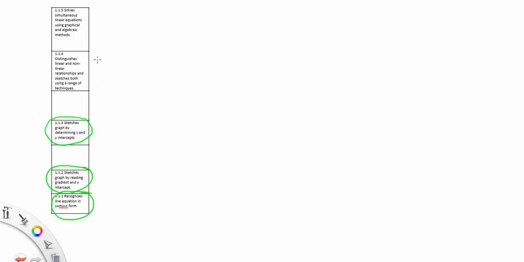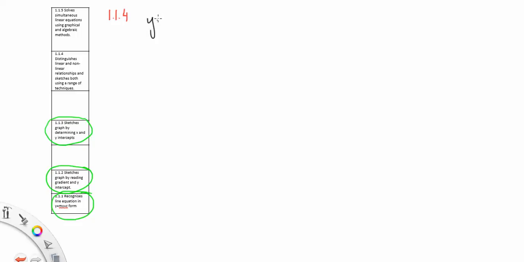But it's a Year 10 skill. I mean, it's on the Year 10 course description. So you've got: distinguish linear and non-linear relationships and sketch both using a range of techniques. What I'm going to give you for this, I'll be very honest here, is something that's non-linear, so that has a squared.